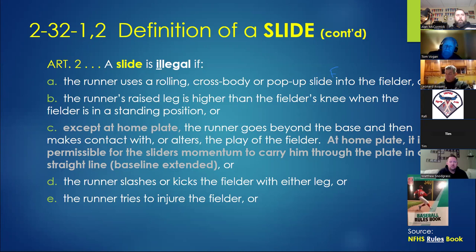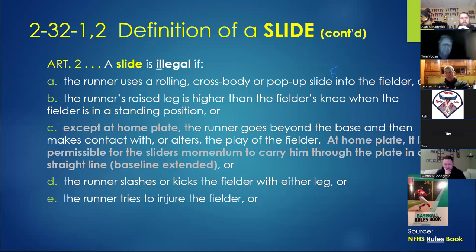This is one I talked about before. Except for home plate, it's when the runner goes beyond the base and then makes contact or alters the play of the fielder. At home plate, he's allowed to slide through and carry through the plate on a straight line of the baseline. So if the catcher catches the ball and is in the straight line past home plate with the baseline and gets hit, then that is okay. That is permissible because there's not a base there to help him stop. But if he jumps up the line towards first base and slides through but comes off at an angle to make contact, then you would have a force play slide rule.